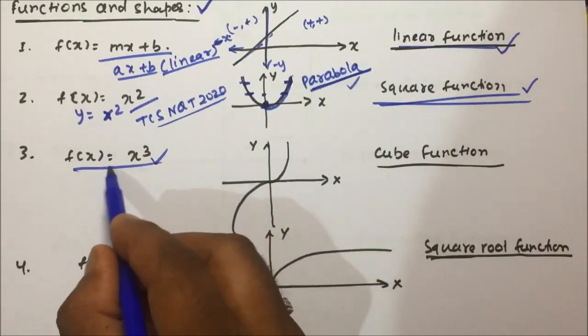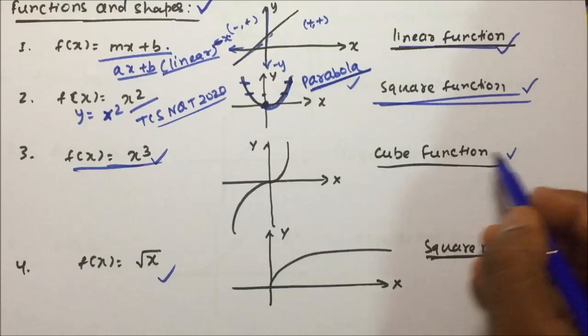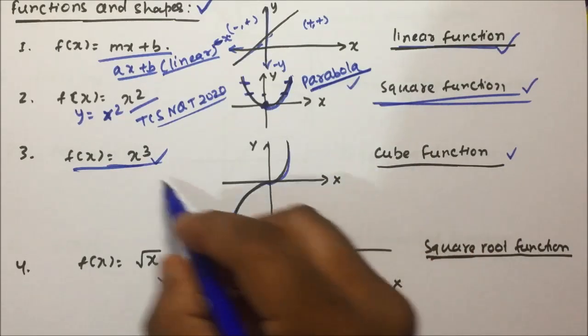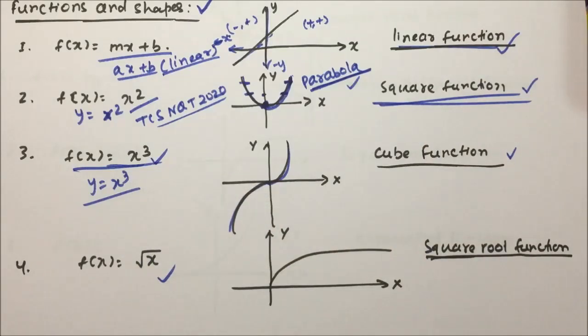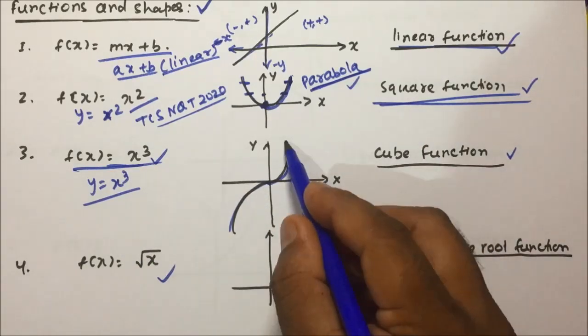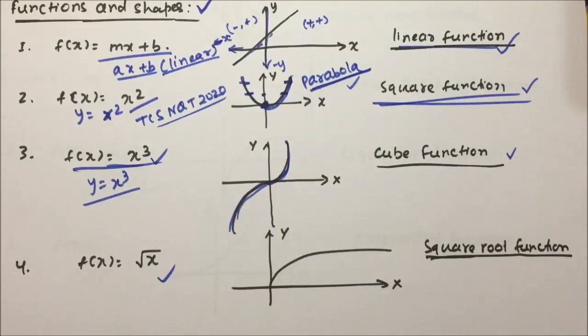Now f(x) is equal to x cube. So this will be a cube function, and actually the values, see, y is equal to x cube you can assume, and then you can plot the graph by yourself. So I hope this will be clear for you.